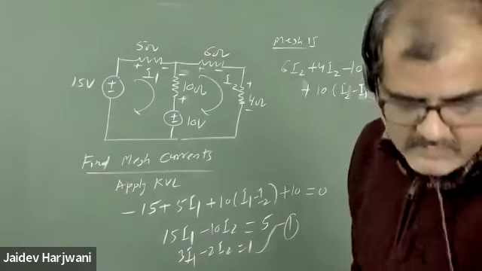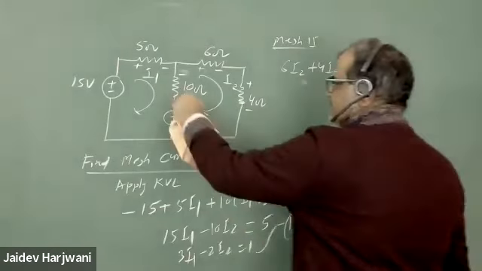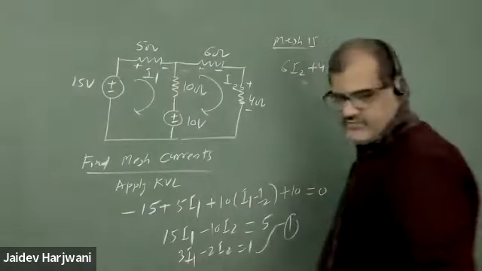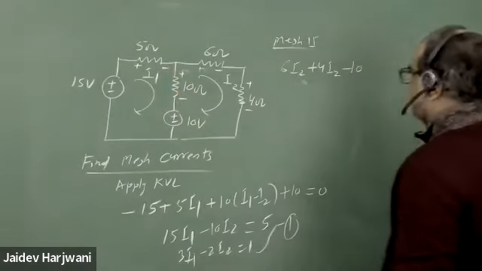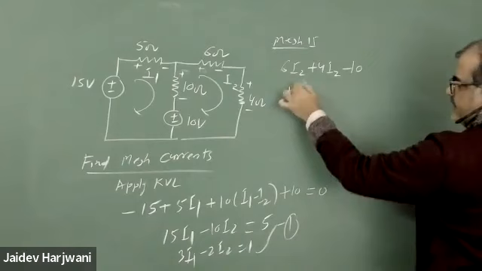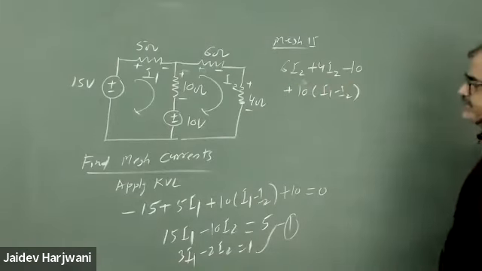Yes, sir. Okay, let me write again. Let me first explain the first case. My current was coming here, plus minus. So I was writing plus 10 times I1 minus I2.